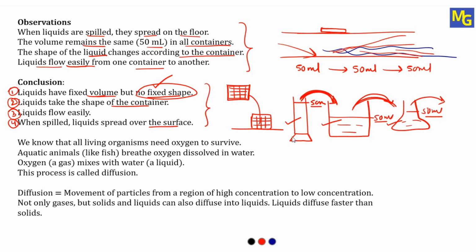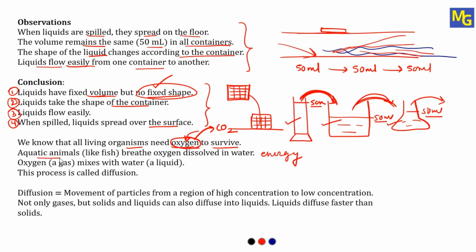Now, see some extra points. We know that all living organisms need oxygen to survive. As we all know, all living organisms require oxygen for respiration. They inhale oxygen and they exhale CO2, because they require oxygen for respiration, or burning of food to get energy. And this energy is used by the animal or living organism to do day-to-day activities or for metabolic activities. Therefore, all living organisms need oxygen to survive.